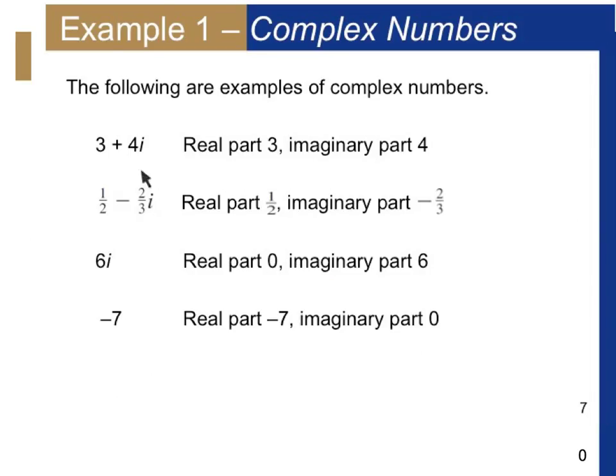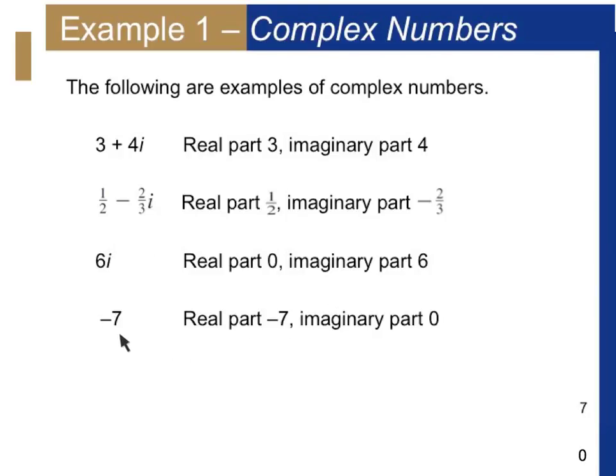Okay, so some examples here. For 3 plus 4i, the real part is 3, and the imaginary part is 4. Okay. Here for 1/2 minus 2/3 i, the real part is 1/2. The imaginary part is minus 2/3. For 6i, the real part is 0. Notice we don't have a something plus, so the real part is 0, and the imaginary part is 6.